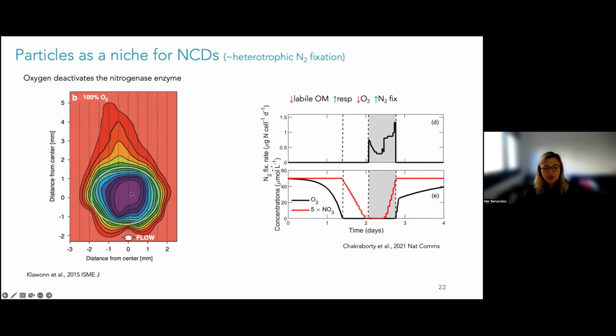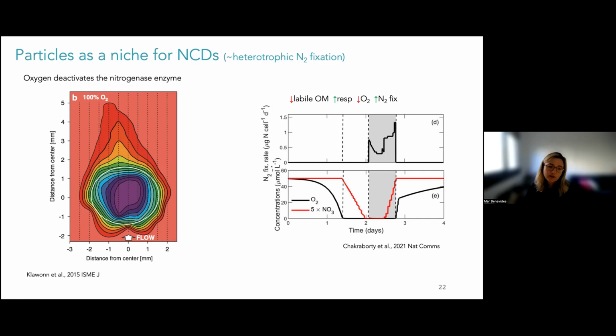And this is potentially a good spot for NCDs to live on, because they will benefit from the organic matter that the particle is providing them, reminding that NCDs cannot do photosynthesis. And also they will be experiencing low oxygen conditions. This is important because oxygen actually deactivates the nitrogenase enzyme. So they need to find somewhere that has low enough oxygen conditions to fix nitrogen.